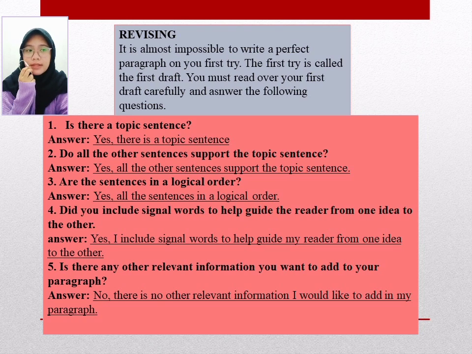Did you include signal words to help guide a reader from one idea to the other? Yes, I included signal words to help guide my reader from one idea to the other. Number 5, is there any other relevant information you want to add to your paragraph? My answer is no. There is no other relevant information I would like to add in my paragraph.